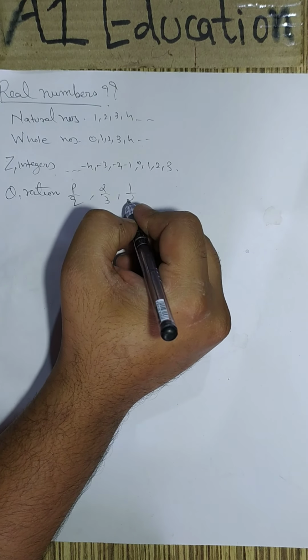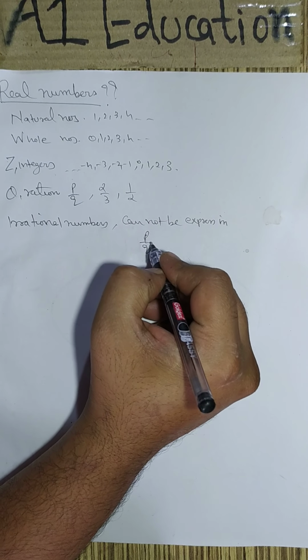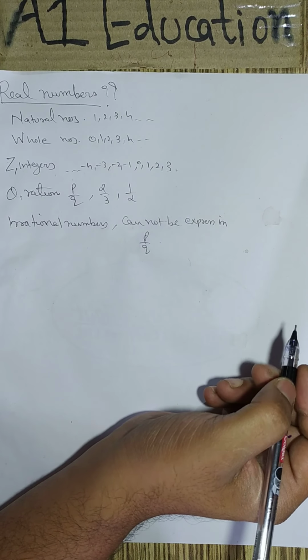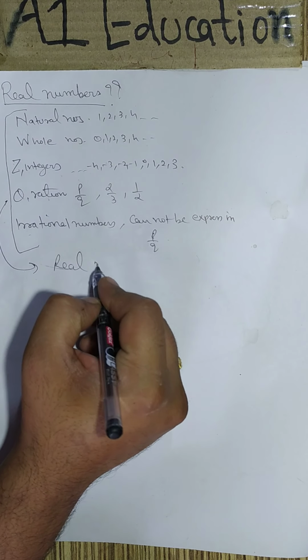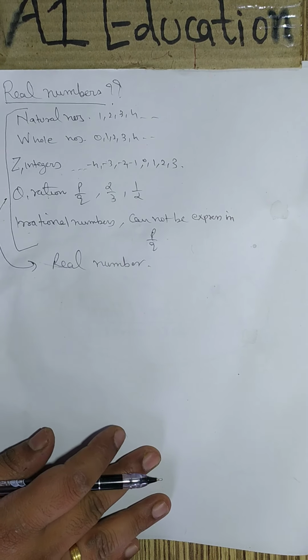And then we have irrational numbers. Irrational numbers do not have any symbolic format, but it is simple: they cannot be expressed in p upon q format. All these numbers, natural numbers, whole numbers, integers, rational and irrational numbers, all fall into one category of real numbers. You pick up any number from your pocket and that number belongs to the real numbers.